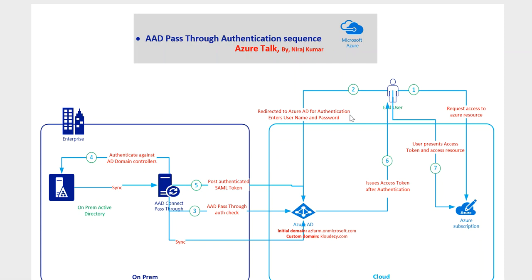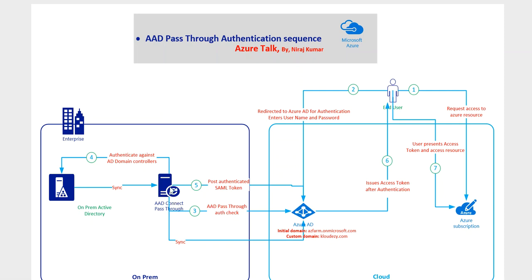It puts in its username and password. Now this is where, in case of cloud-only identity or same sign-on, the authentication happens here. But now, since we have pass-through, Azure AD will say, hey, I'm configured for pass-through authentication, which means that I will have to get it authenticated using the Azure AD Connect pass-through server.